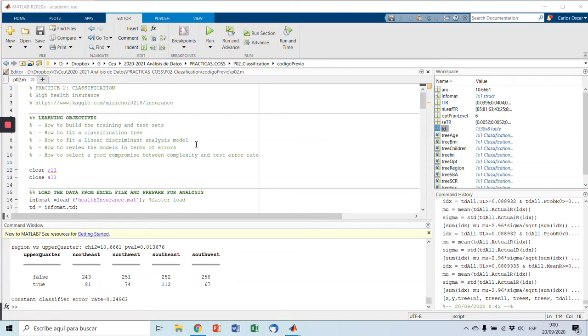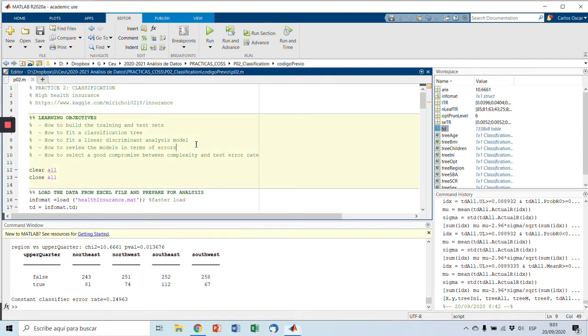Hello everyone. So we start our next practice. This one is on classification, and the goal is to understand what are the variables that determine the price of a health insurance. So let's start by reading the data.